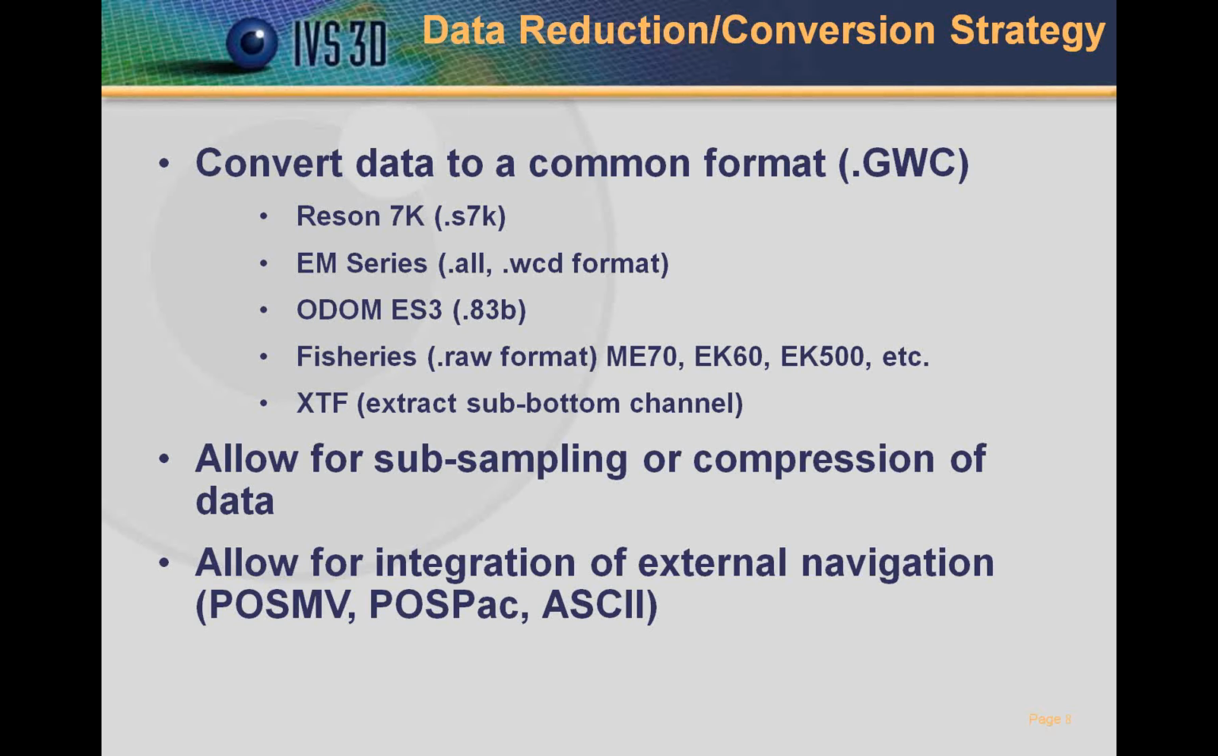The other thing that was important is we wanted the GWC to allow for subsampling or compression of the time series data. Anyone that's ever worked with midwater data knows that some of the data files can be very large. As an example, Reson 7125, some data files you'll get in excess of 14 megabytes per ping. So you can quickly generate a very large acquisition file. So we wanted to be able to deal with that on the back end and do some subsampling to reduce the footprint of the file for visualization.